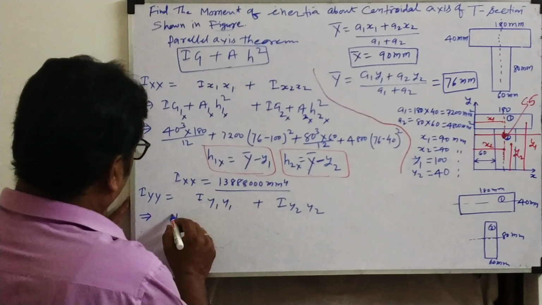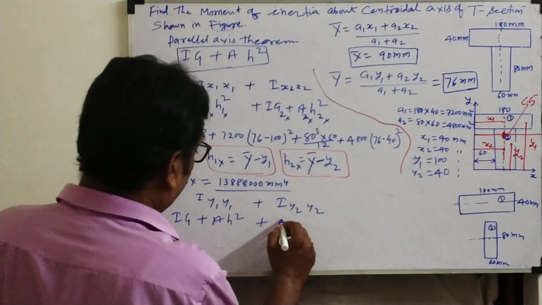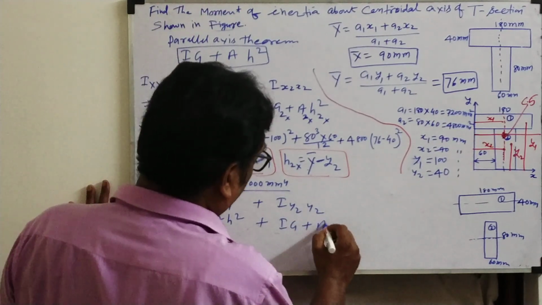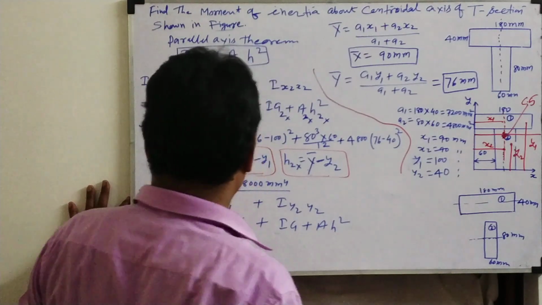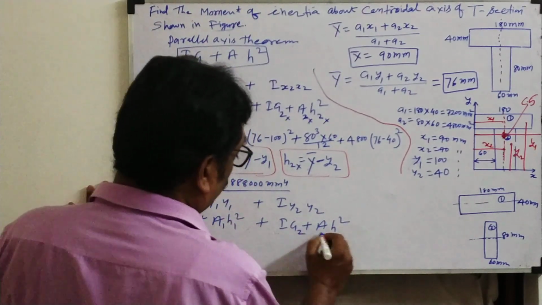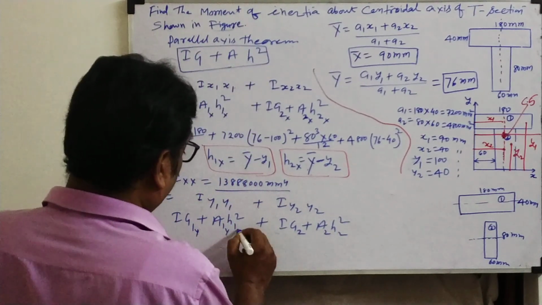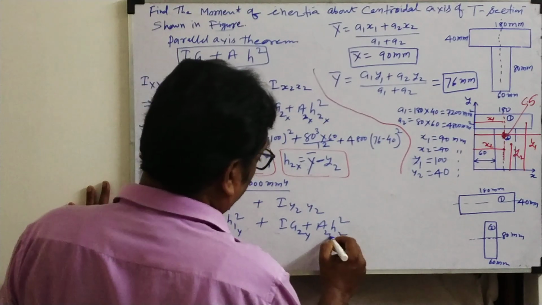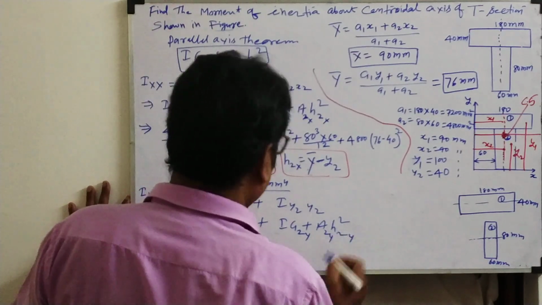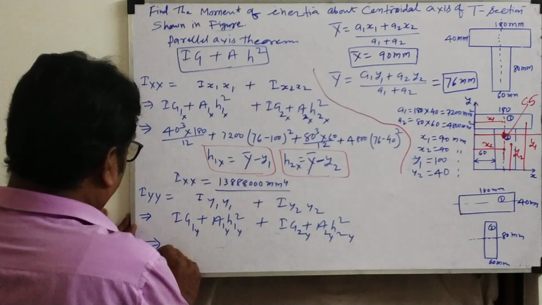So write the parallel axis theorem: Ig plus A h squared, plus Ig plus A h squared. Now section 1, section 2. Give the value of y here, and here. Now write the values directly, then write the answer.